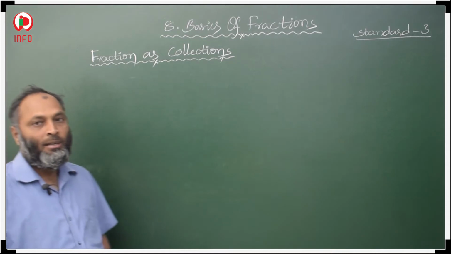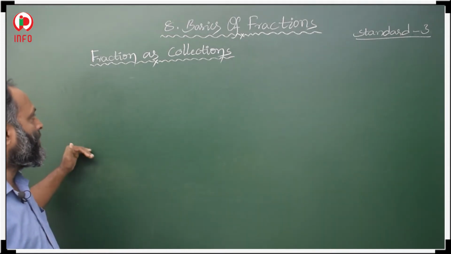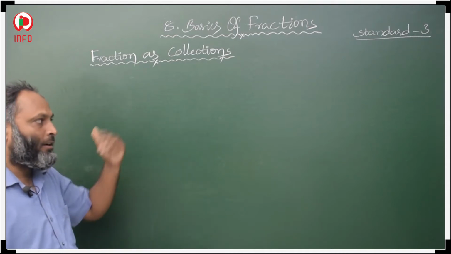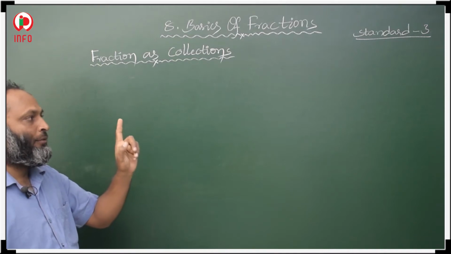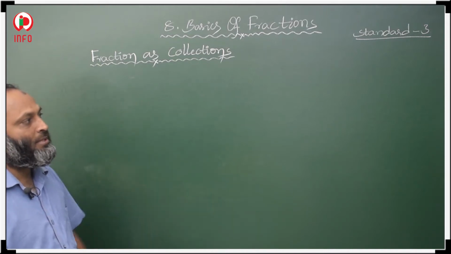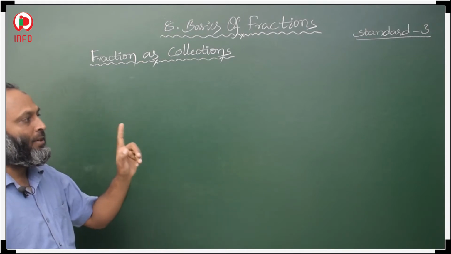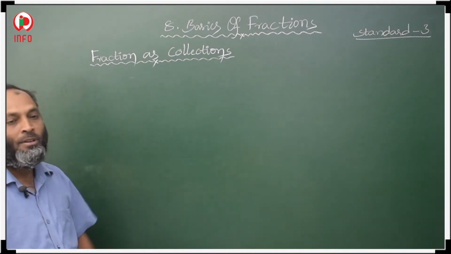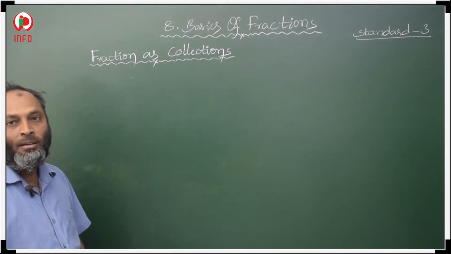This is the animation part. See here, in this fraction as a collection, how many lemons are given? Count 1, 2, 3, 4, 5, 6. In the first row 6 lemons are there, in the second row again 6 lemons. 6, 7, 8, 9, 10, 11, 12. Total how many lemons were there? 12 lemons were there.